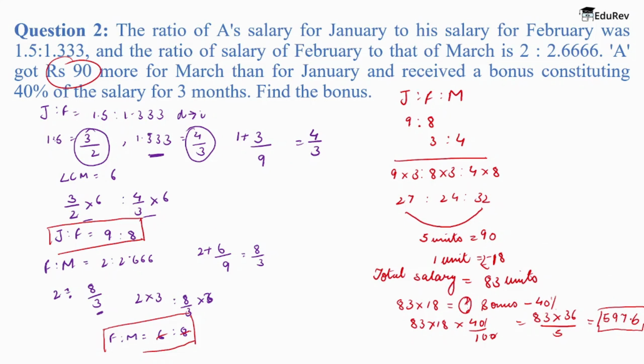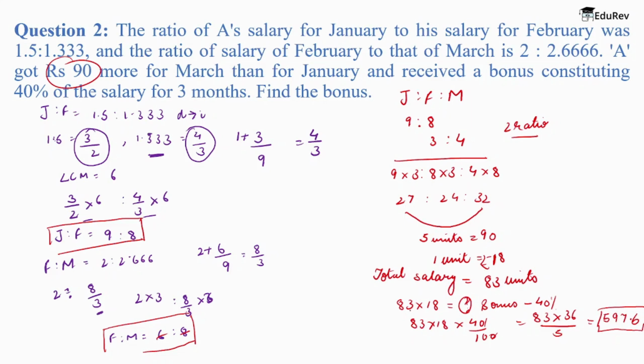What did we do after taking out the integers? We know how to combine the two ratios. We did that. Then we knew that the difference is of 5 units, which is rupees 90. So 1 unit is equal to rupees 18. So we have to calculate the total salary, right? So the total salary will be all the units, 27 plus 24 plus 32, that is 83 units.